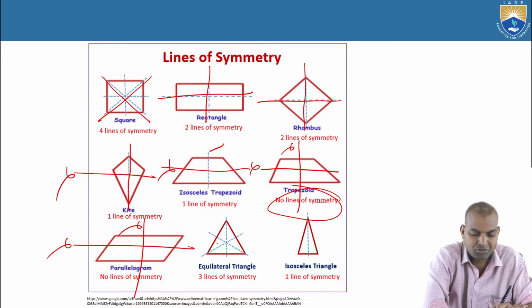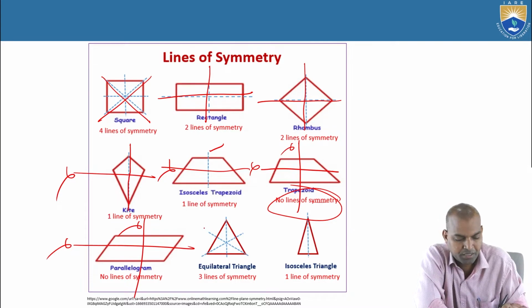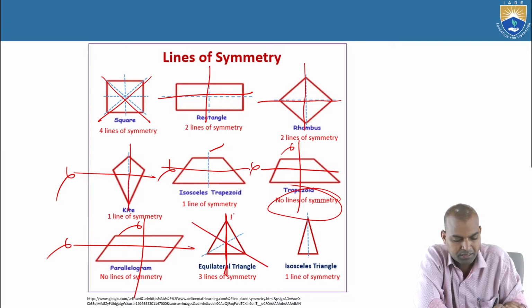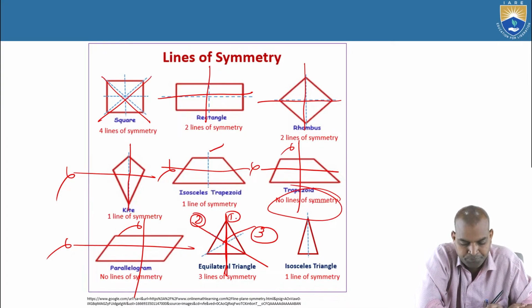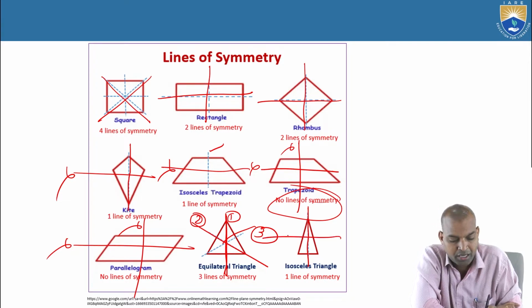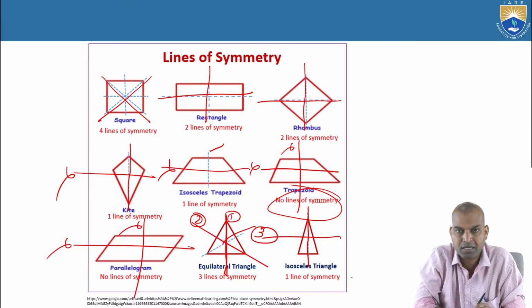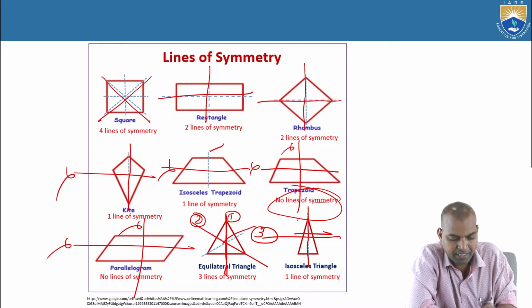And one more thing, the equilateral triangle. The equilateral triangle has 3 lines of symmetry. If you carefully measure, what are the 3 lines of symmetry? Here, this is the vertical axis, one symmetry. The second is 1, 2, and this is 3. That's why it is a 3-lines-of-symmetry geometry. And coming to the isosceles triangle, it has a single line of symmetry, one line of symmetry. Why? It is about the vertical axis. By the horizontal axis, if you fold, it is asymmetrical about the x-axis, the horizontal axis.